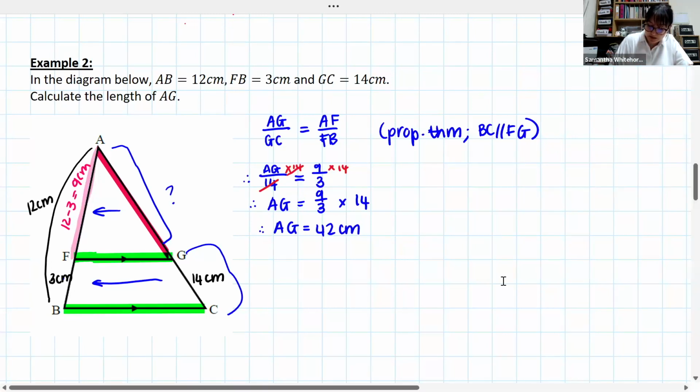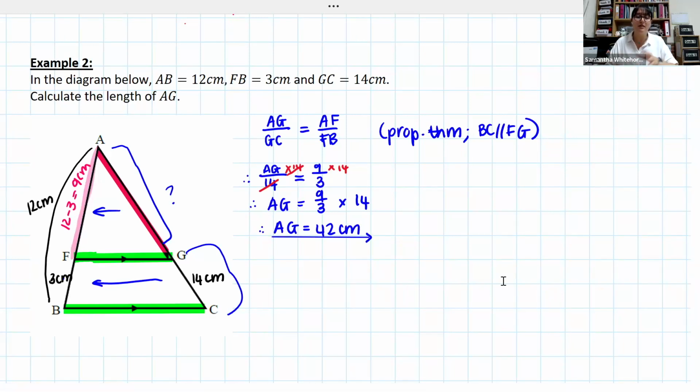Okay, so this is 42. Now it is in centimeters. We're not super strict about units, so if you just write 42, that's fine. I'm pedantic about units, but that's a personal issue I have. If you leave off the centimeters, you're okay. We're not going to mark you down for leaving off a unit. It is absolutely fine.